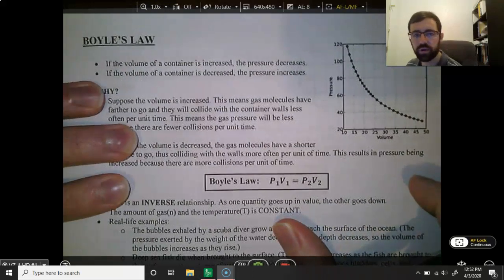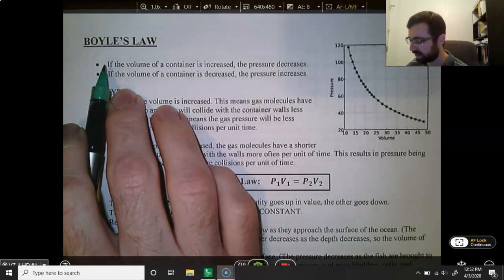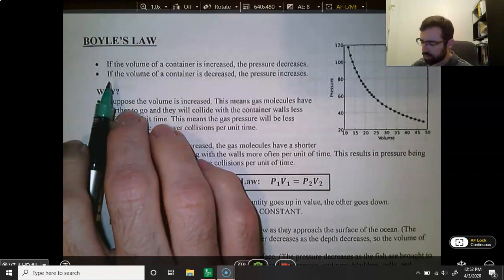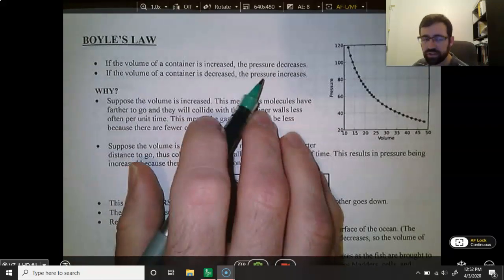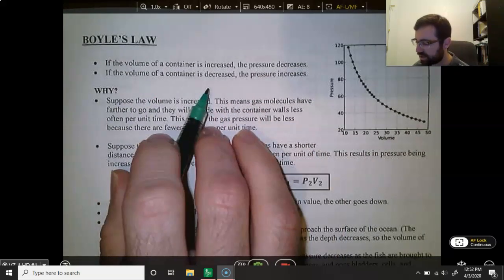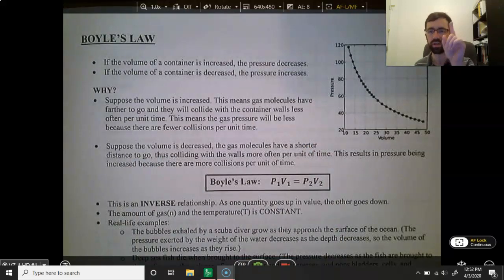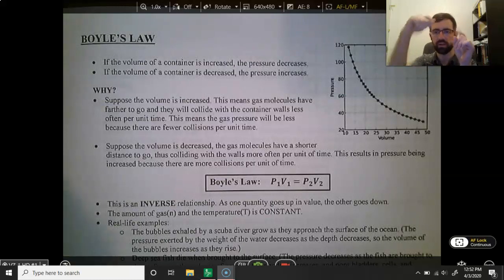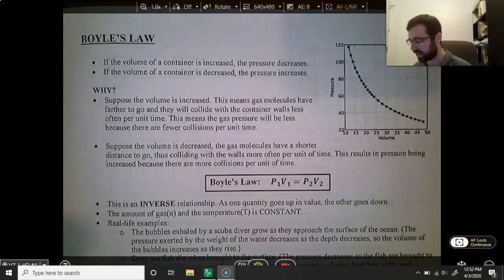So looking at this first page, we're talking about Boyle's law. This is our first gas law that we're going to address. Boyle's law says that if the volume of a container is increased, the pressure decreases, and if the volume of the container is decreased, the pressure increases. So this is an inverse relationship. As one goes up, the other one goes down, or as one goes down, the other one goes up, right? They're an inverse relationship.